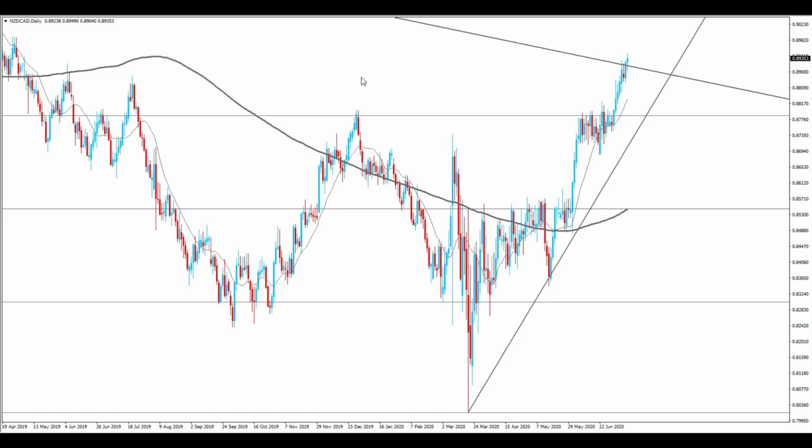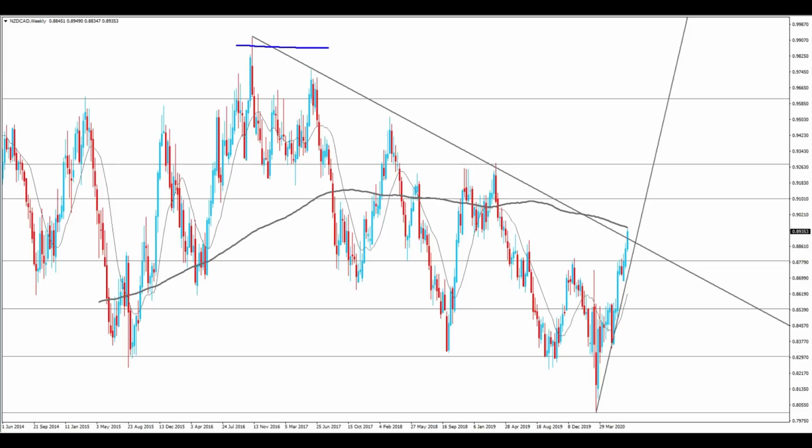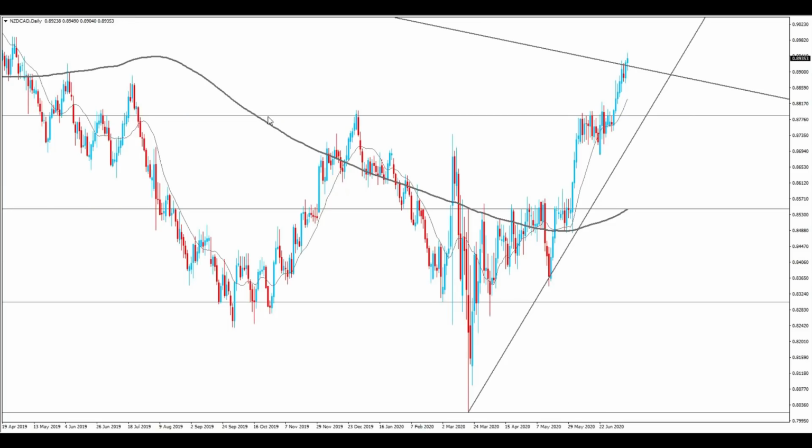Okay, so on NZD CAD, you can see that we still have this uptrend going on. We had a breakout of this pattern last week, and price is still heading in that upwards direction, and it's just recently hit the weekly trend line. So if we go on the weekly, you can see that price has been making lower highs, and we have that downwards trend, but price has hit that trend line and it has broken through it. So it just depends what price does in the next few days and the next couple of weeks.